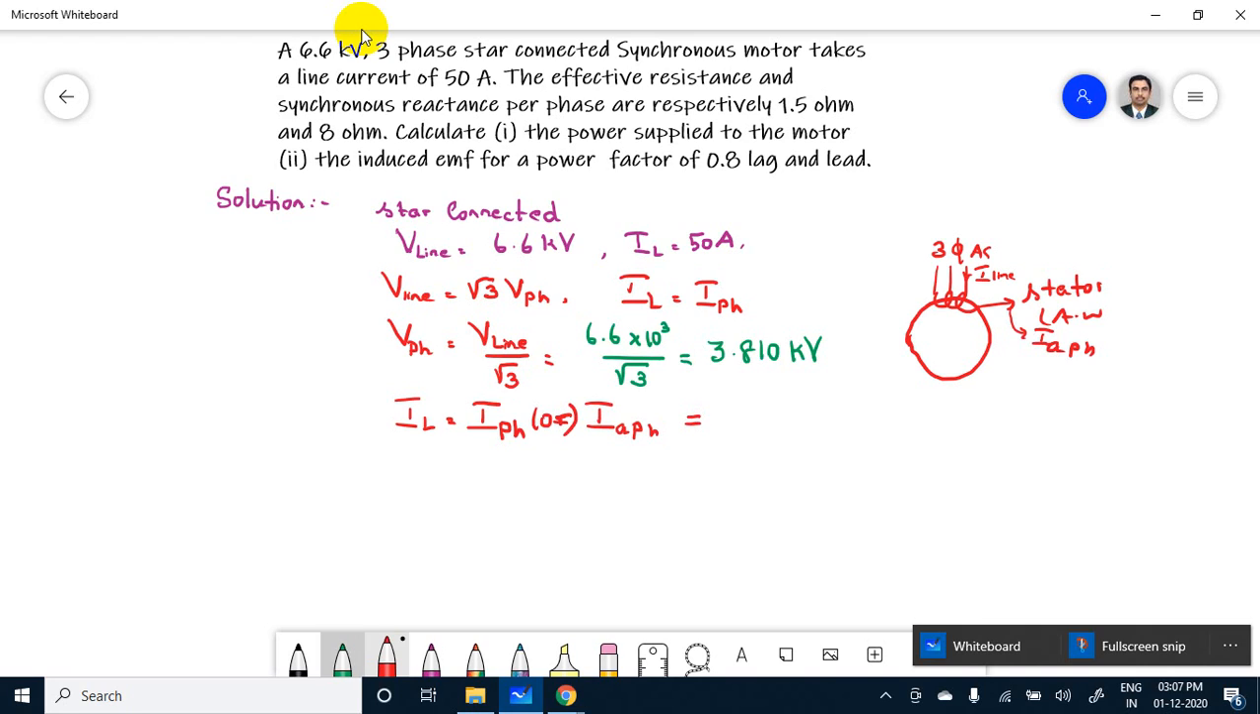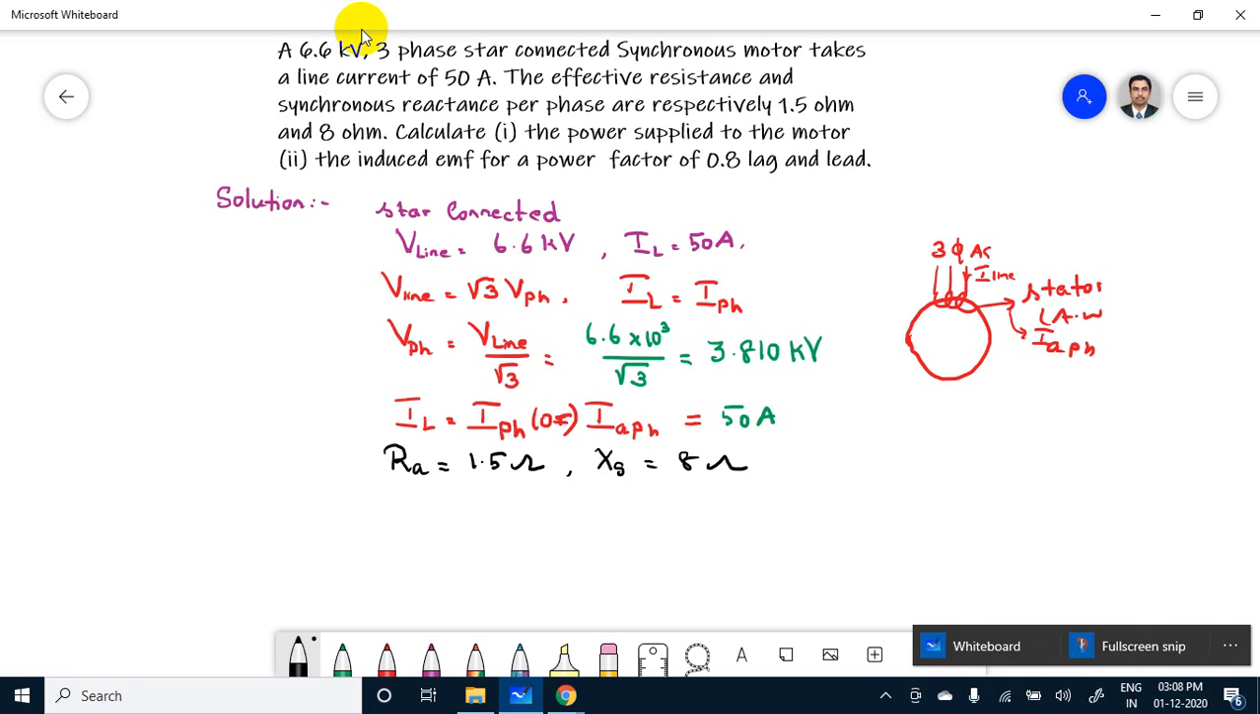So what is the value? It will be 50 ampere. Then one more data available in your question: the effective resistance and synchronous reactance. Effective resistance RA equal to 1.5 ohms. And synchronous reactance, everything will be per phase, synchronous reactance XS equal to 8 ohms.